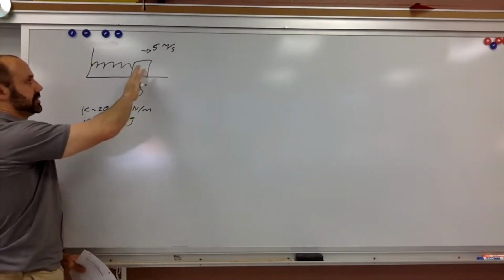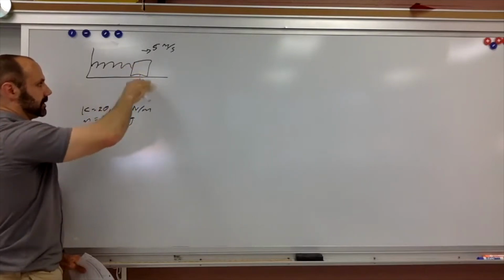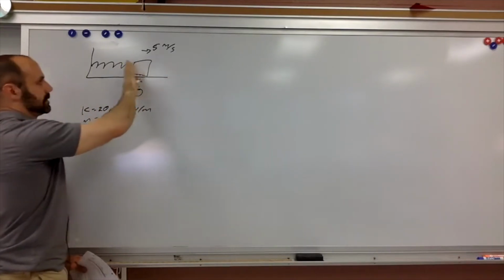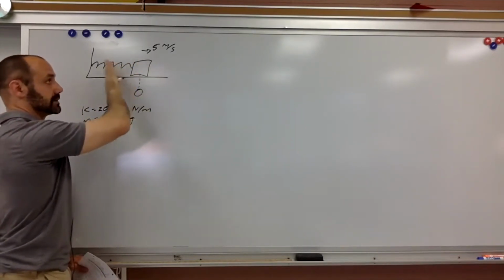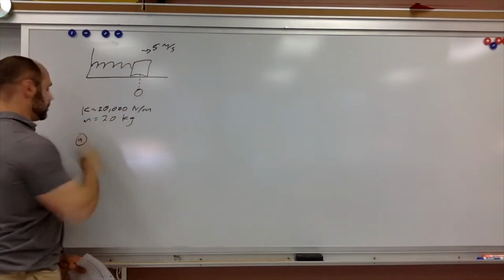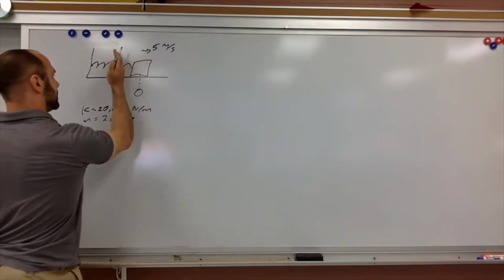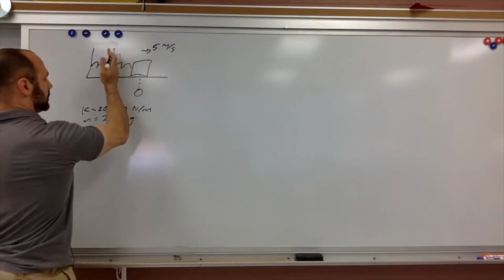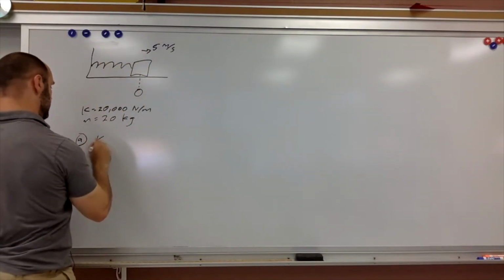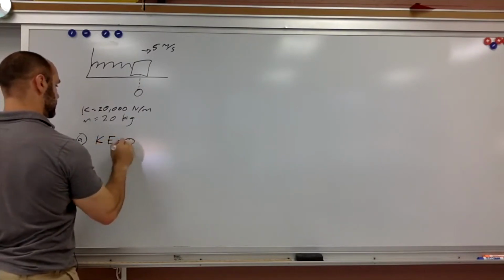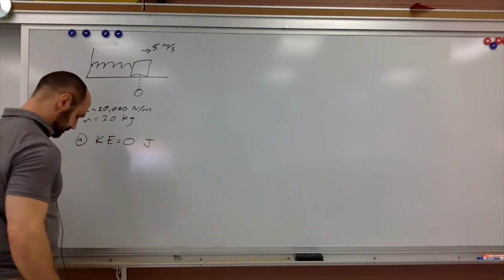So it's set initially at 5 meters per second. At this point, that means it's going to be going this way. It'll slow down and then come back, so it's going to be oscillating like this. Question A asks, what is the kinetic energy at maximum compression? When it's at maximum compression, all the way over here, that's where it's actually stopping. So at that point, the kinetic energy is actually 0 joules.